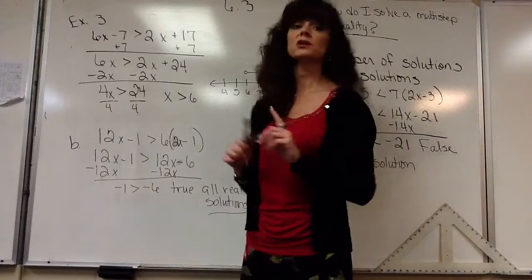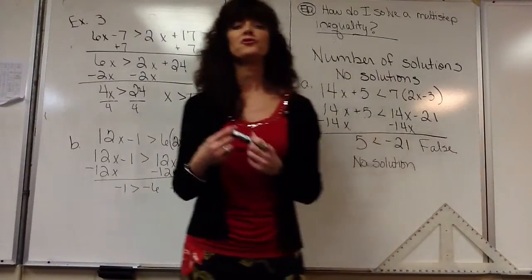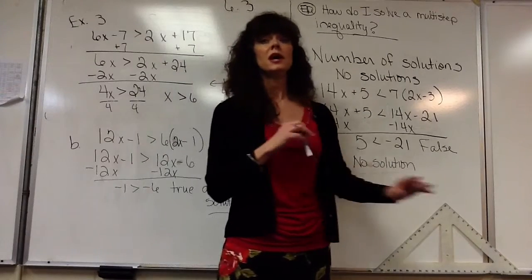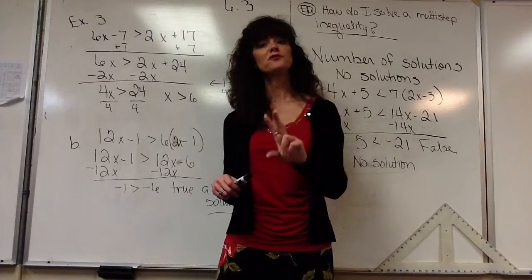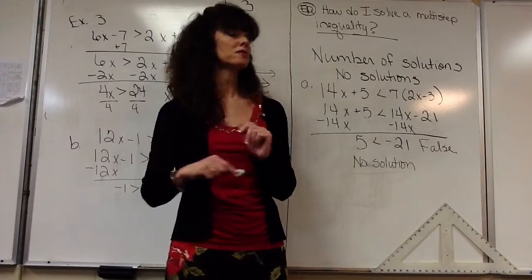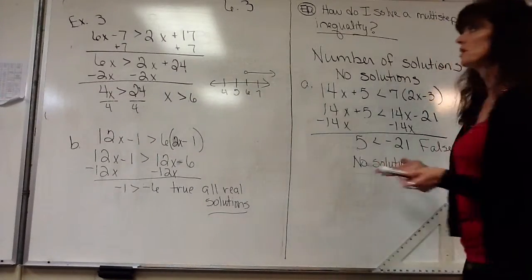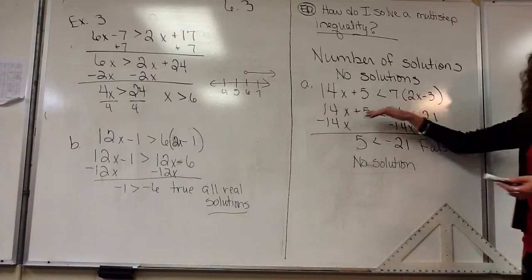Okay, now we're going to look at two examples where the x value is actually canceled out. There are two different scenarios that can come up with that, so let's look at those. First of all, we're still on page 370, example 4a.